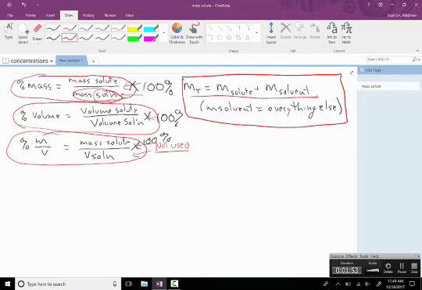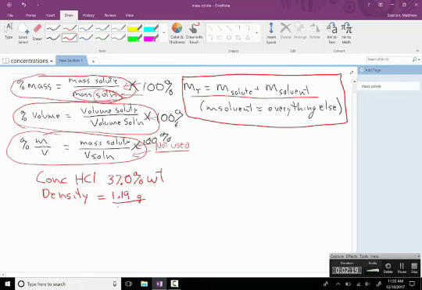All right, so let's do a problem. Let's take the one they do in the book. We're going to take concentrated HCl, which is 37.0% by weight. The density is equal to 1.19 grams per milliliter. So I want to calculate the molarity and the molality.